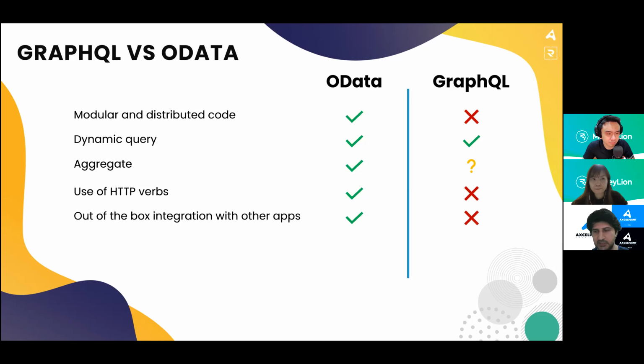So GraphQL is still new. It is not a standard. There are different variations and different implementations. Apollo and Hasura have different implementations. So still it is trial and error.